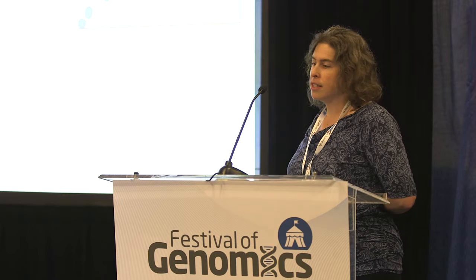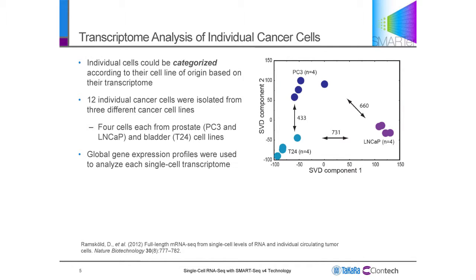Another thing we might want to do is cell identification. So here we're looking at a study by Ramsgold et al., and this is one of the first studies using single-cell RNA-seq, and this actually uses our first-generation SMART technology. And in this case, they were able to categorize individual cells in a population according to their cell line of origin based on the transcriptome. So they had 12 individual cancer cells, and they looked at the transcriptome, and by a type of PCA analysis, they were able to see a separation of the single cells into their cell line of origin.